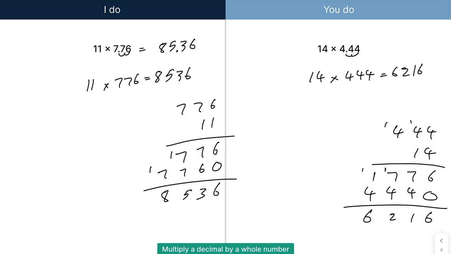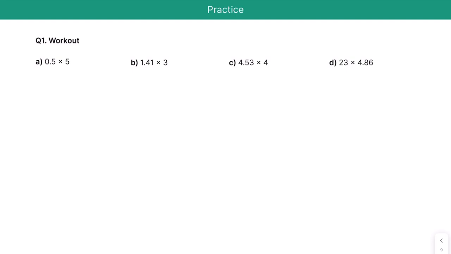And then we put that up here. We just hop the decimal back in twice. And that becomes 62.16. Now here's some questions for you to have a go. I'll press pause and have a go. Here are the answers, mark your work.